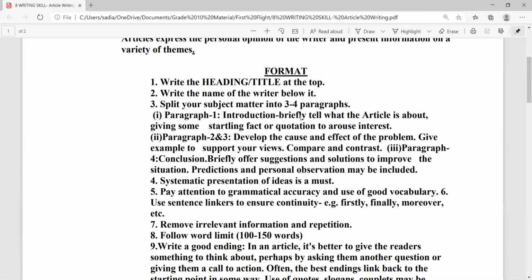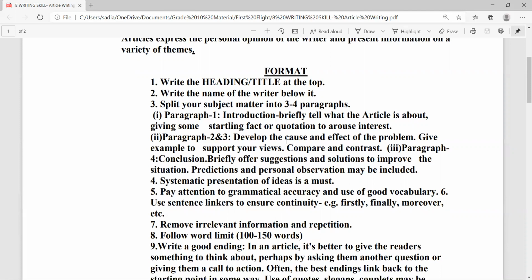Paragraph 1 is the introduction, briefly tell what the article is all about. That means your opening or declarative sentence should immediately say what the article is all about instead of beating about the bush. Starting facts or quotations arouse interest. For example, you can use a quotation and then begin your article, or you can begin the article, in between give your quotation, and then continue. If you are giving a certain layout arrangement where your quotation is center aligned with certain indenting on either side, that will make your work more presentable.